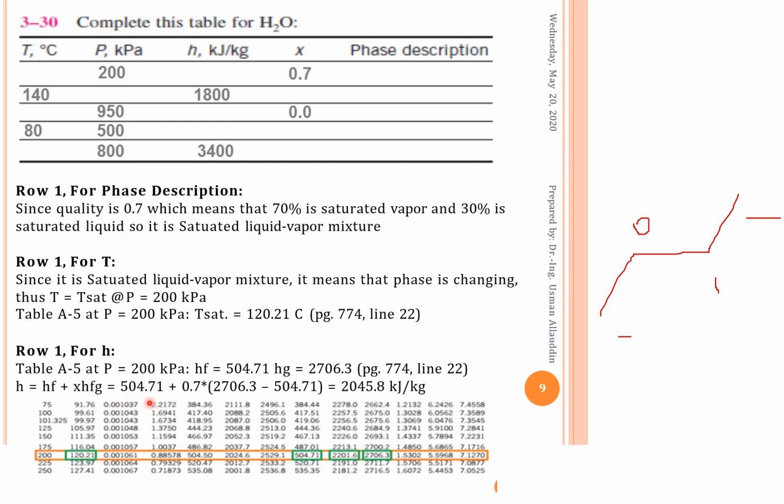So we have 504.71, which is our hf, plus we also know our 0.7. And for hfg, we will use hg minus hf. So here we have hg, 2706.3, and minus hf, which is 504.71. So that's how we will get our h value, which is 2045.8 kilojoule per kg. So we have completed our row 1, and after that we need to complete our remaining rows.